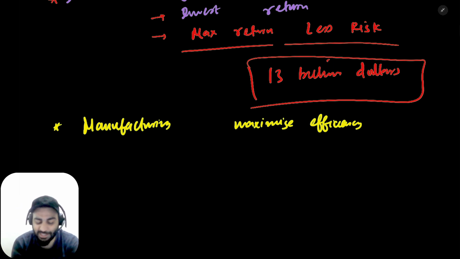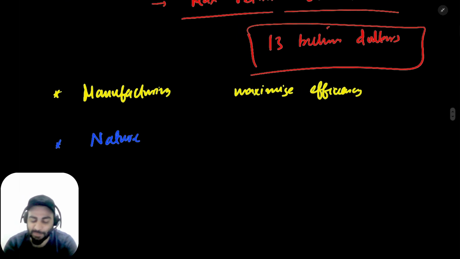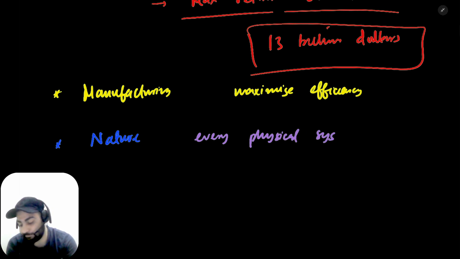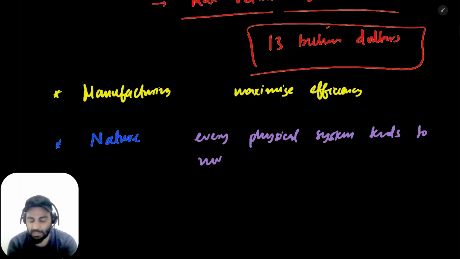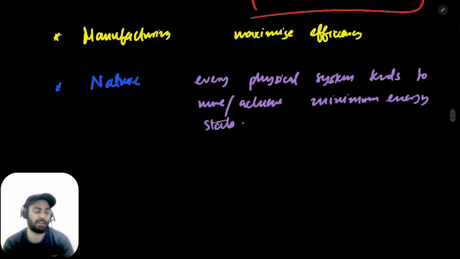Even nature, if you see, God is a mathematician. Your Allah is a mathematician, if you ask me. So how is he a mathematician? Because every physical system tends to move towards or tends to achieve the minimum energy state. This is the premise of nature, how nature works.